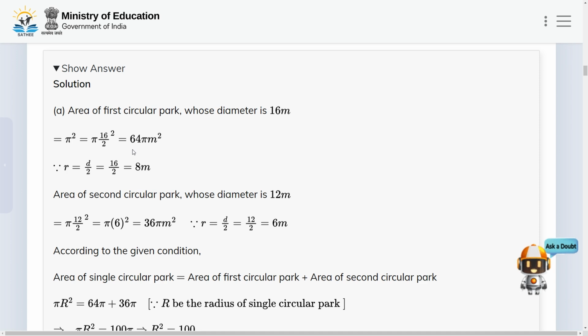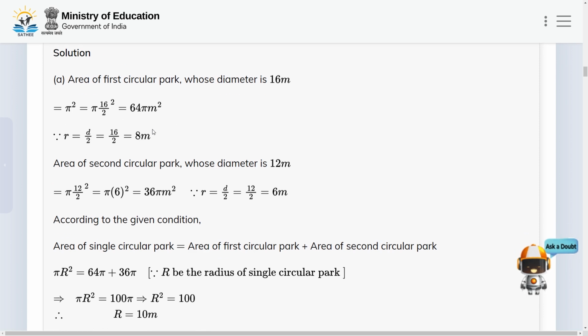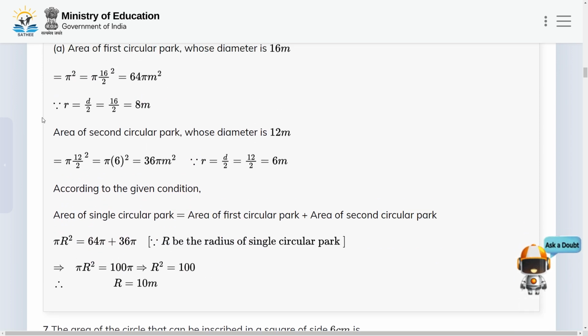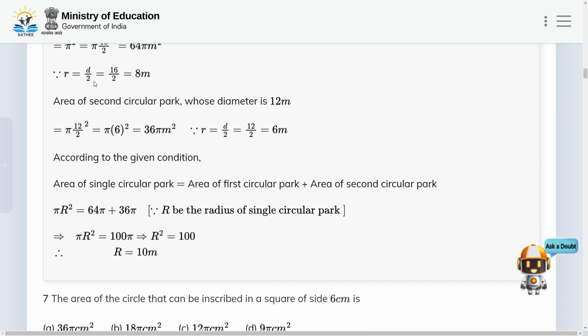The area of the first circular park, whose diameter is 16 meters, is pi times 16 by 2 whole square, that is equal to 64 pi meter square, since radius r is diameter by 2, that is 16 by 2, equal to 8 meters. And the area of the second circular park, whose diameter is 12 meters, is pi times 12 by 2 whole square, that is pi times 6 square, equal to 36 pi meter square, since r is the diameter by 2, that is 12 by 2, equal to 6 meters.